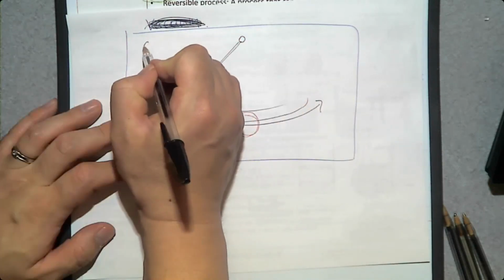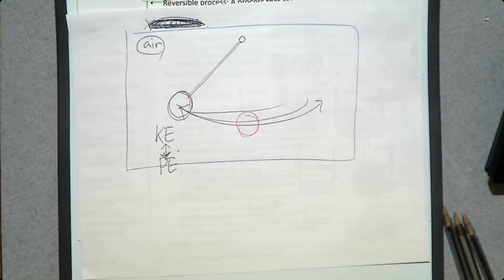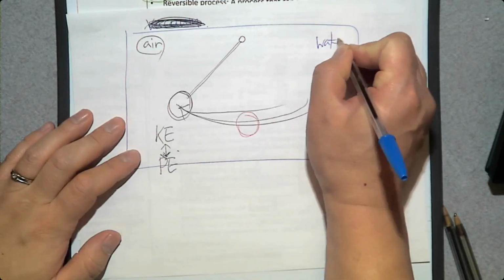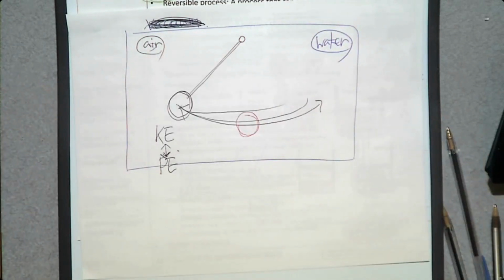When we have this pendulum in the air, how long is it going to take to stop? Maybe 10 minutes, 5 minutes, quite a long time. Now, if I put the pendulum in water, how long is it going to take? 2 seconds. Are they the same irreversible process? Not really. The one in the air is closer to a reversible process, and the one in water is far away from reversible. So even though you have the same irreversible process, one is close to reversible, the other one is not.